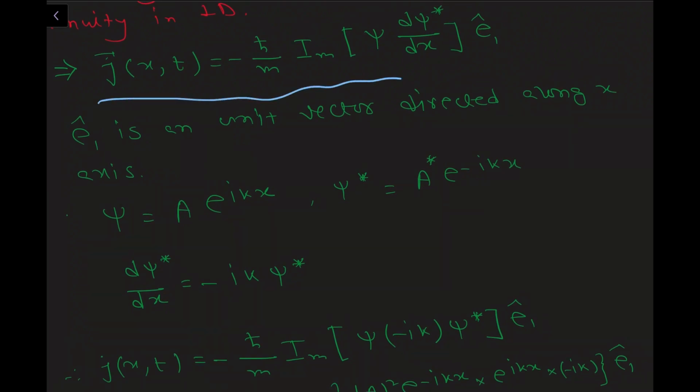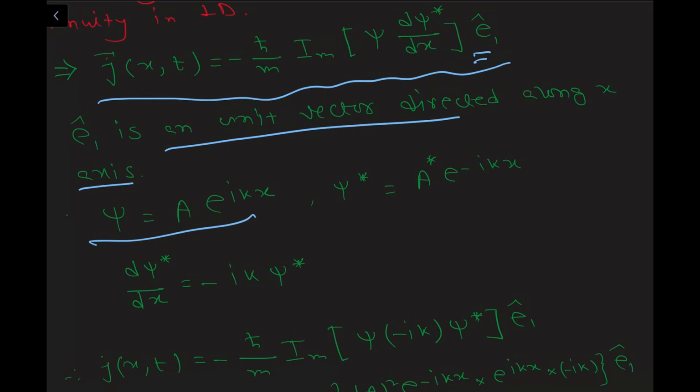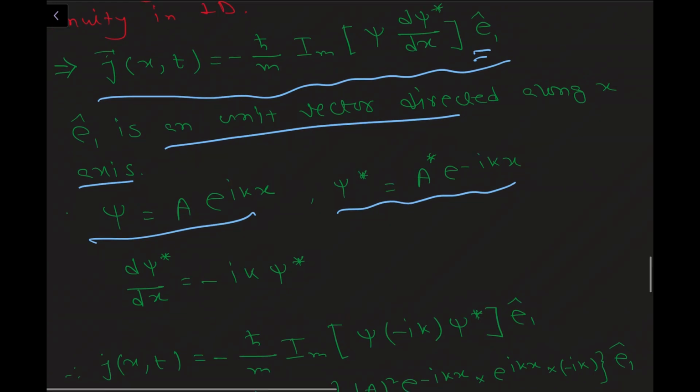In 1D we can write our probability current density expression as minus h cut by m imaginary part of psi times the derivative of psi star with respect to x. Since it is a one dimensional problem, we replace the del operator by del x, and for the vector we put e1 cap, the unit vector directed along the x axis. Our psi is a e to the power ikx, psi star will be a star e to the power minus ikx. In general we are assuming a is complex.